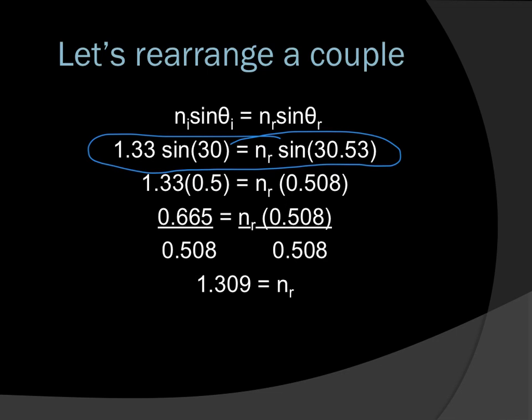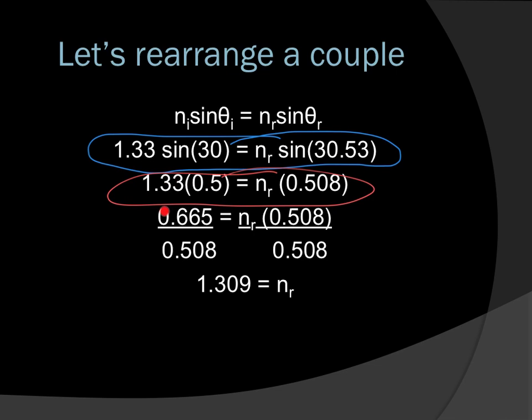Sine of 30 is 0.5. So now we have 1.33 times 0.5. That's an easier number to do. Sine of 30.53 is 0.508. So now we have an equation that is not nearly as intimidating to work with. We've done this before.